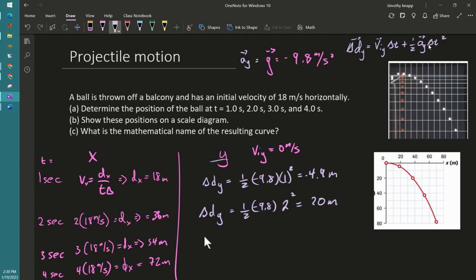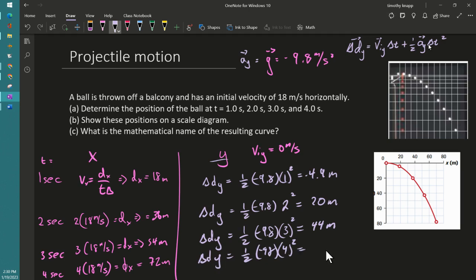And when 3 seconds have elapsed, I end up getting a 3 here. And you can kind of see the pattern here. This is 44 meters. And after 4 seconds have elapsed, I can see my pattern of negative 9.8, and I get 78. Oh, these are all negative, sorry.